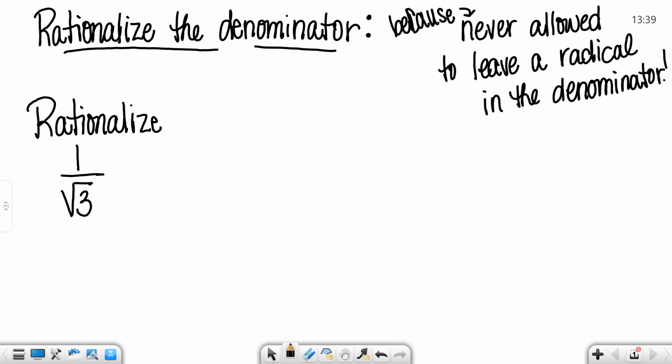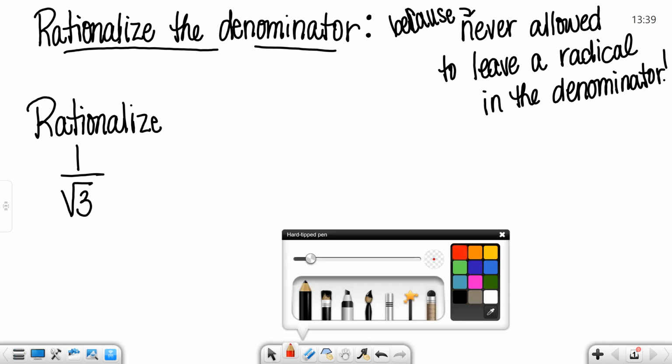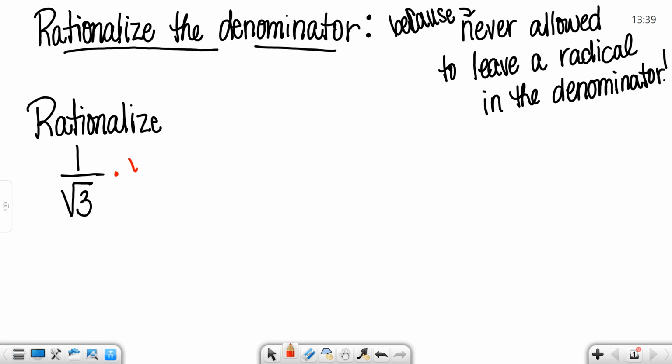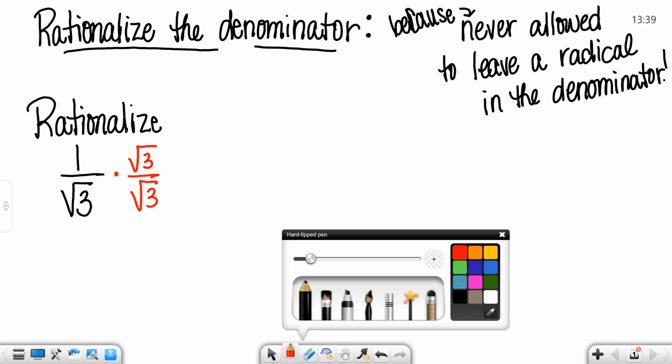So to get rid of that radical, we are going to multiply the numerator and the denominator by the square root of 3, that radical. Now think about that. Square root of 3 divided by square root of 3 actually has a value of 1. So we're not changing the value of what's written there.